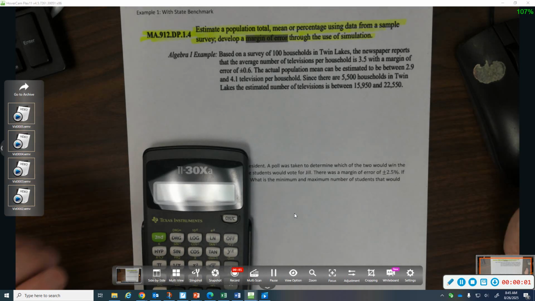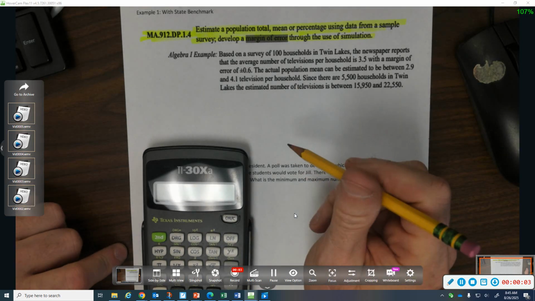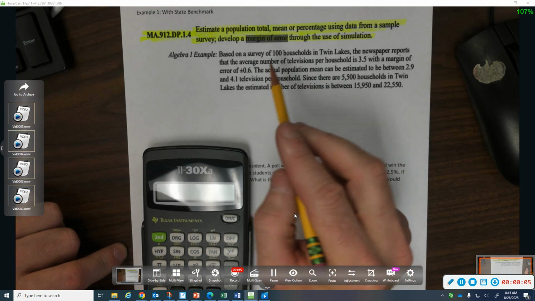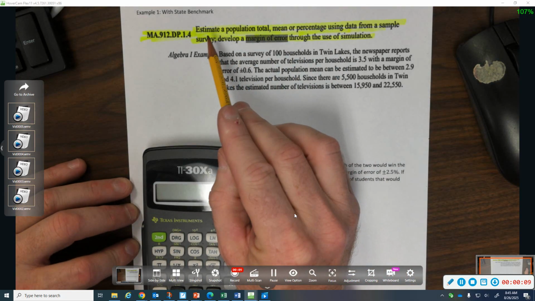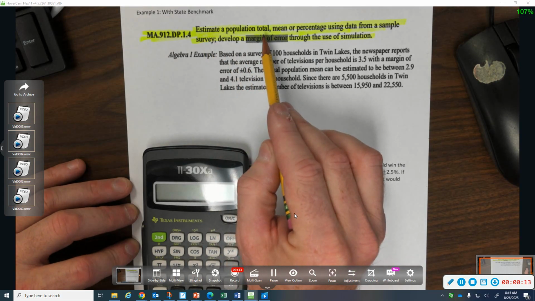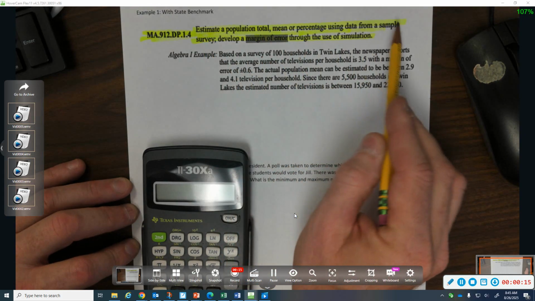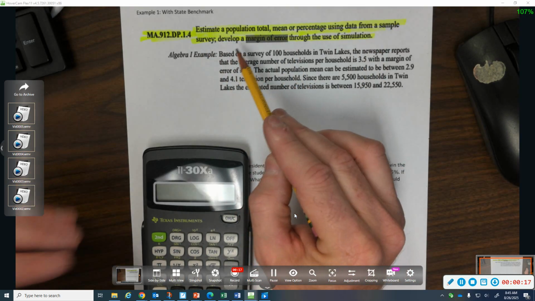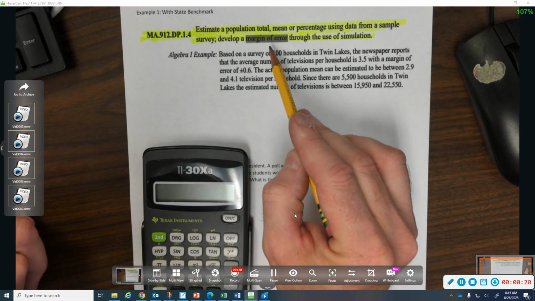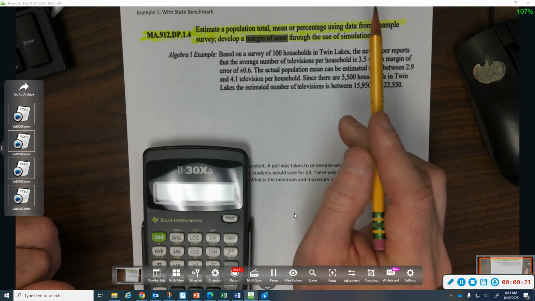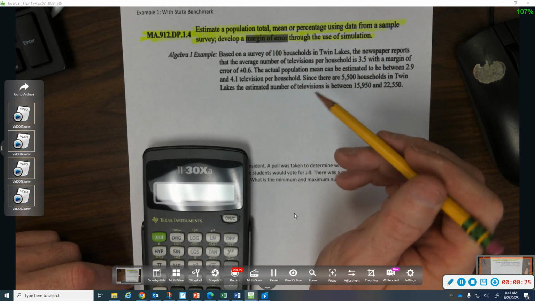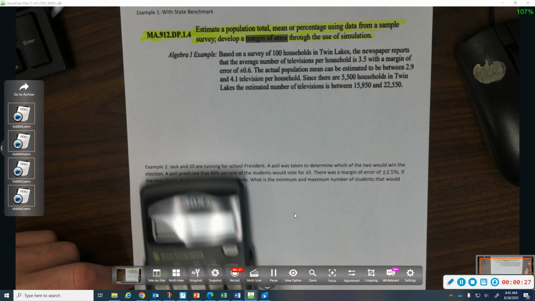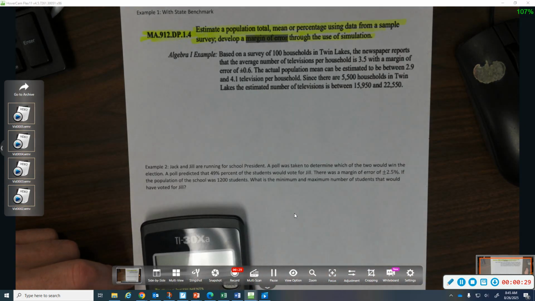Okay, so we're going to recap this benchmark from the Florida State for our students, and we can see that this benchmark wants students to be able to estimate a population total, mean or percentage using data from a sample survey, and/or develop a margin of error through the use of simulations. So here's one example, and this is the state example, so we'll go through it, and then we'll do another example that I just made up.